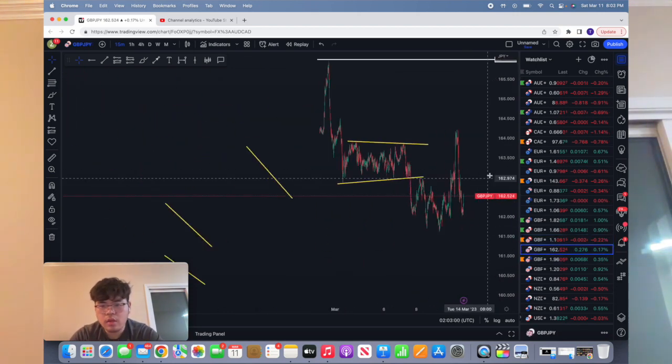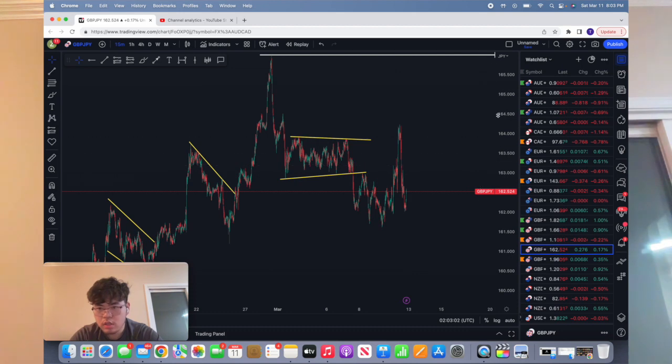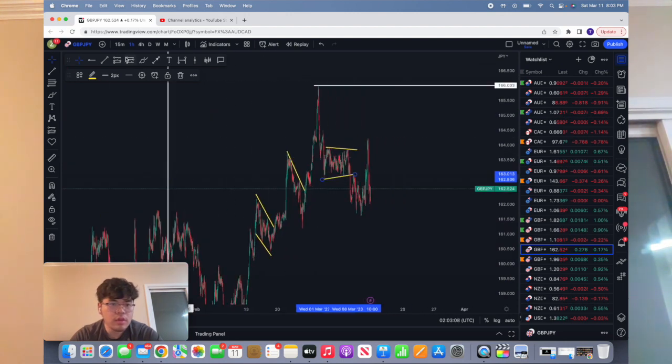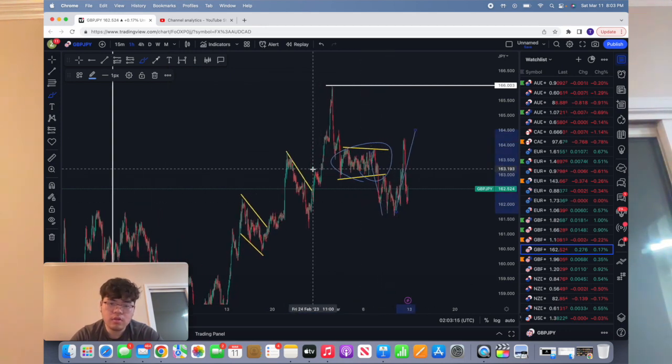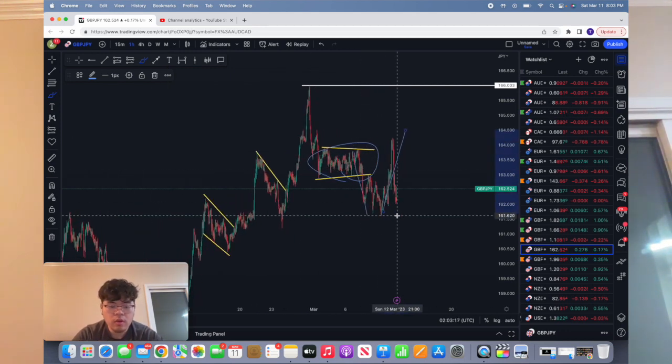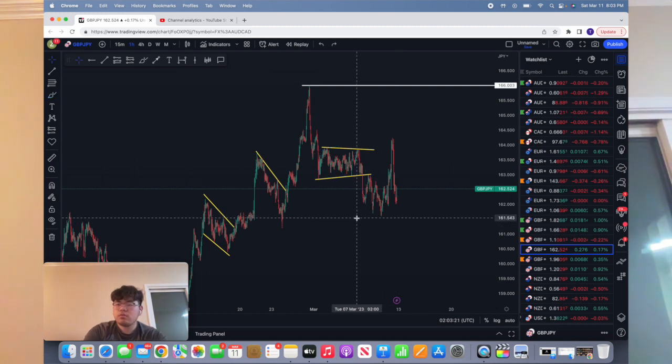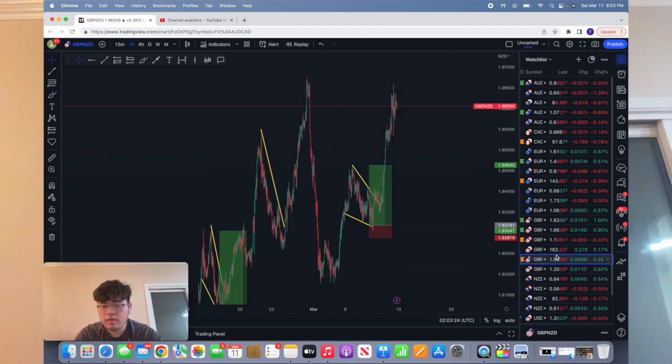Let's see GBPJPY. So we did predict that this area value was going to come to the downside. I did not see this. So that's why we don't enter what we don't know, because what we don't know can go different sides of the market.